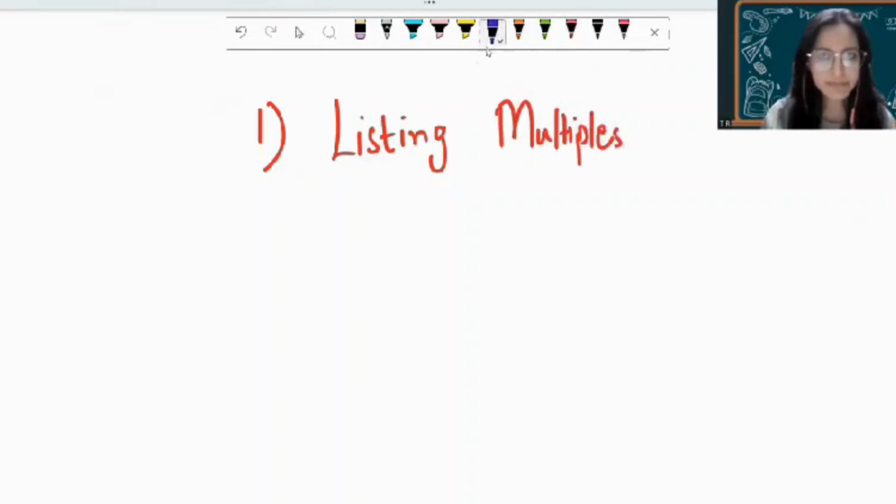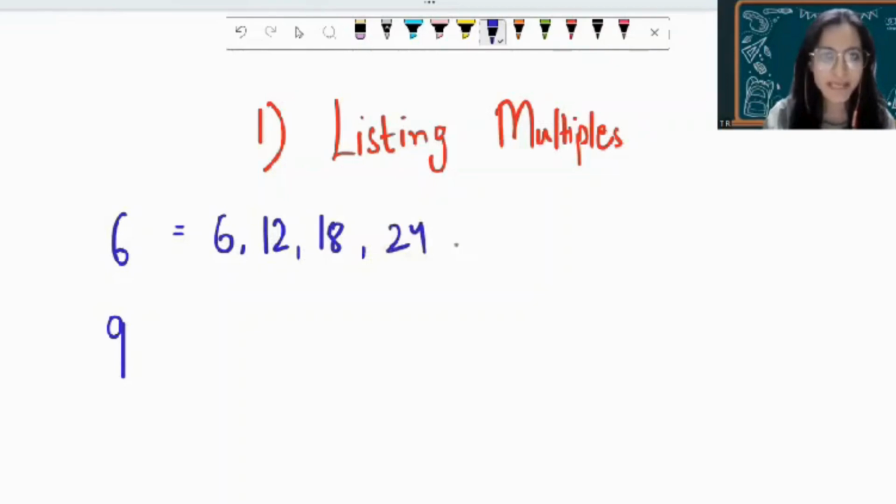For an example, if we want to calculate the LCM of two numbers such as 6 and 9. Multiples are going to be the numbers which are coming in the table of these two numbers, right? So the multiples of 6 are going to start with 6, then we have 12, then 18, then 24, and it goes on. Similarly, what are the multiples of 9? It is going to be 9, 18, 27, and it goes on like this.